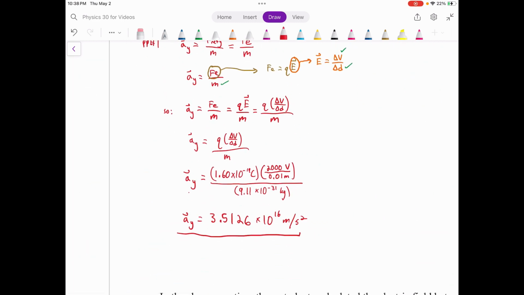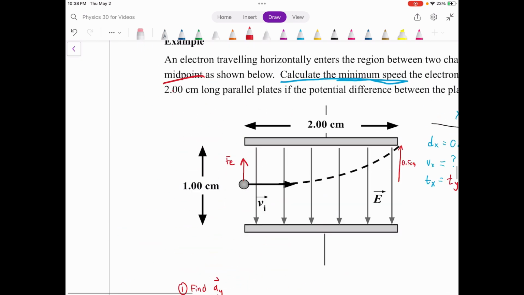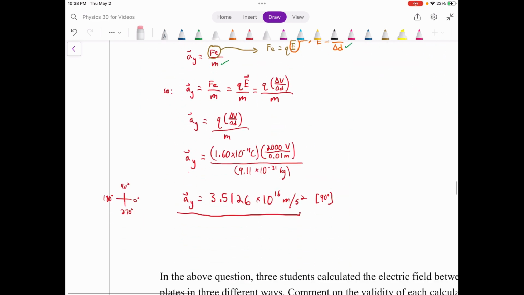Our force, we would have given a positive sign. So the acceleration being positive, that's a good sign. So we could say it's at 90 degrees if we like, meaning towards the top of the page like this. You could say up, I guess, but again, we don't really have enough information to know if that's actually up, right? We don't know the orientation of this apparatus.